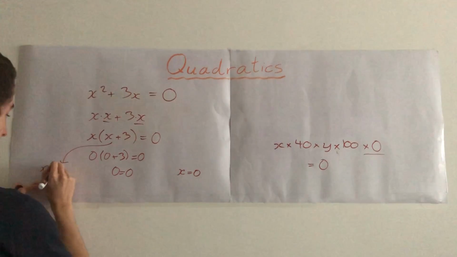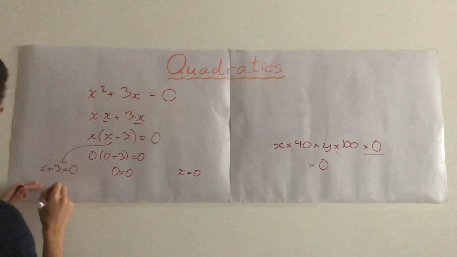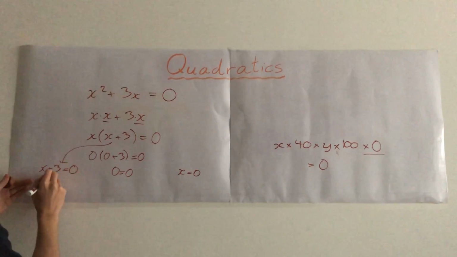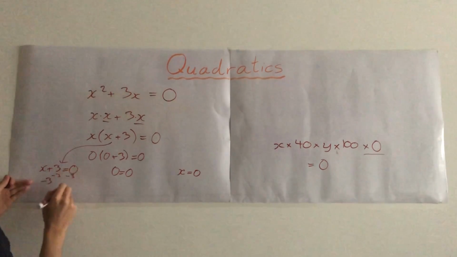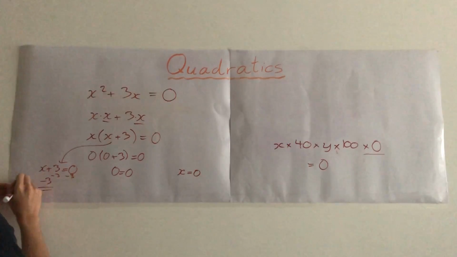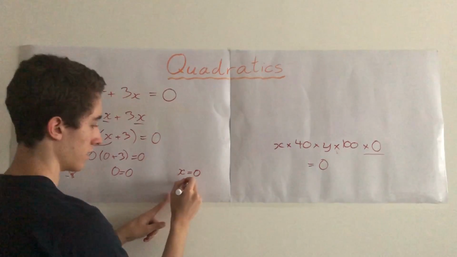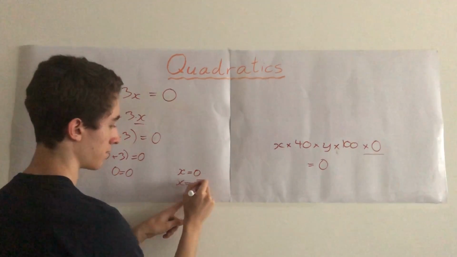x plus 3, we can even make that an equation, but you probably know what it is just by looking. x plus 3 equals 0, x has to be negative 3, right? And we can do the opposite operations, it would work the same way. x equals negative 3. And that is our second solution.